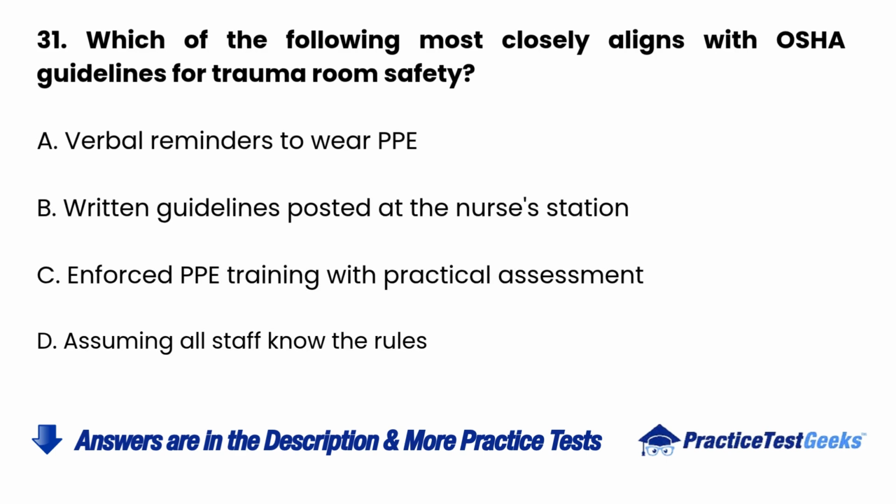31. Which of the following most closely aligns with OSHA guidelines for trauma room safety? A. Verbal reminders to wear PPE. B. Written guidelines posted at the nurse's station. C. Enforced PPE training with practical assessment. D. Assuming all staff know the rules.